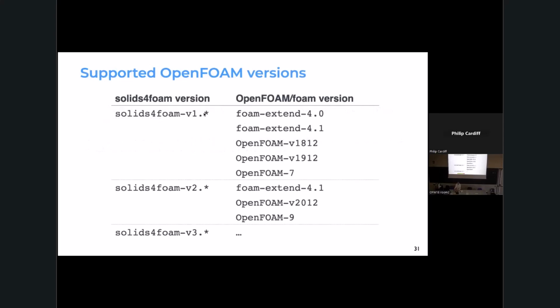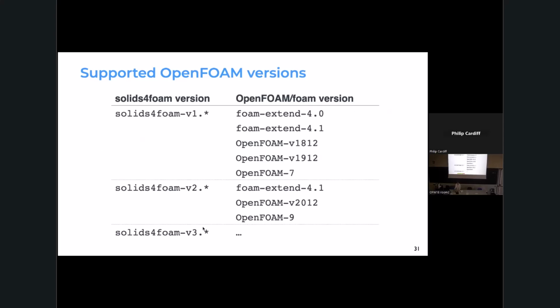Just to comment on the versions. The 1.0 versions supported foam-extend 4.0, 4.1, v1812, 1912, and v7, whereas v2.0 supports foam-extend 4.1, v2012, and 9. When you run those Allwmake scripts, if you haven't sourced a version of OpenFOAM, it will complain and say you need to source a version of OpenFOAM because it's building on top.